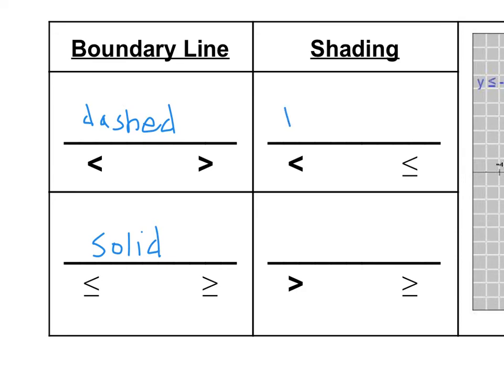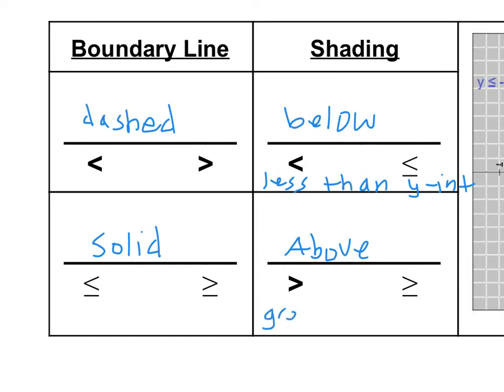All right, and then the shading is going to be, if you have a less than or equal to, this is going to be below the line, or in other words, less than the y-intercept. Okay, so you can try to cram that in there. And if you have a greater than or equal to, that is going to be above the line, or in other words, greater than the y-intercept. And I'm going to abbreviate y-int. Okay, so make sure you got that all copied down.